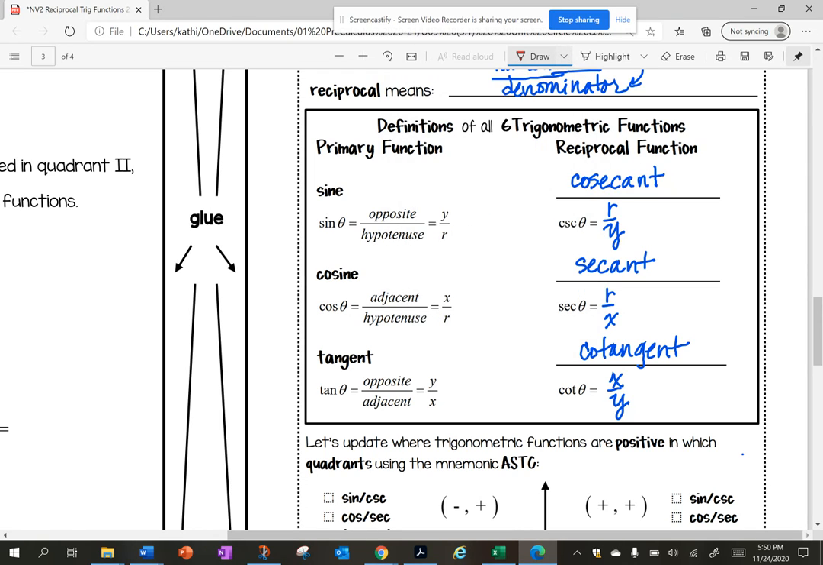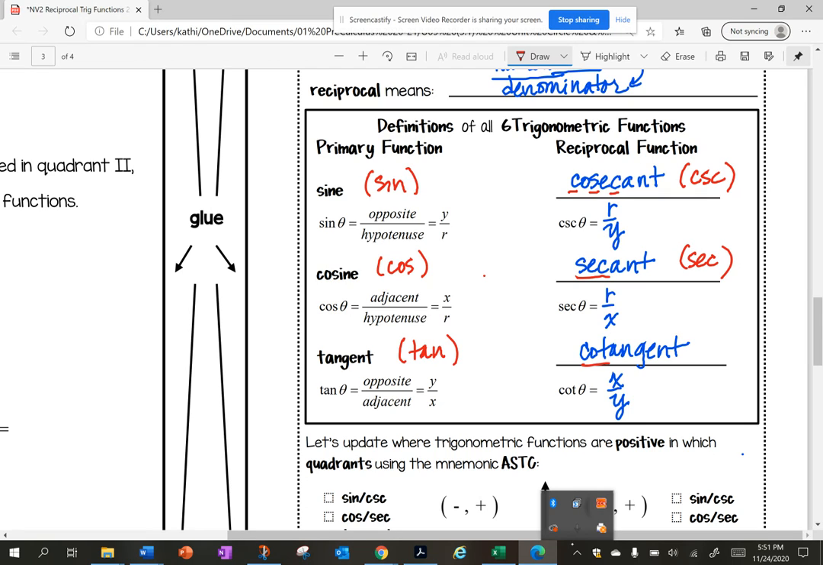Okay, so let's go through abbreviations real quick. Sine, everybody should be aware of, is SIN, but I say the word the whole time. Cosine is COS. Tangent is TAN. Cosecant is CSC, but I say cosecant. Secant is SEC. And cotangent is COT.